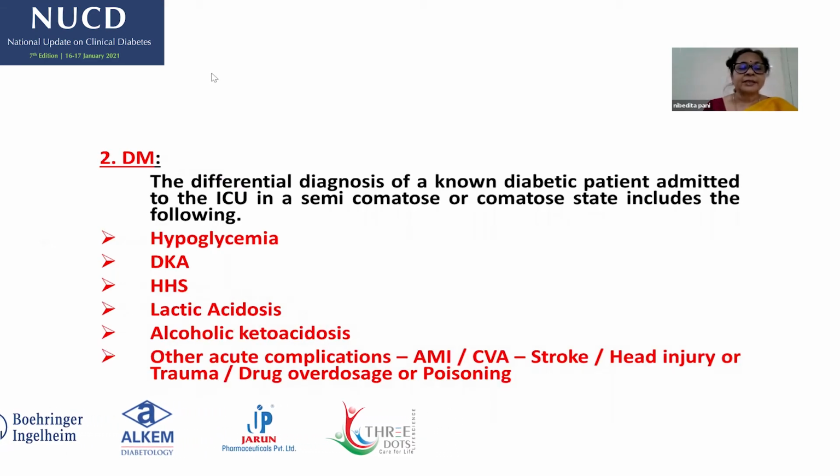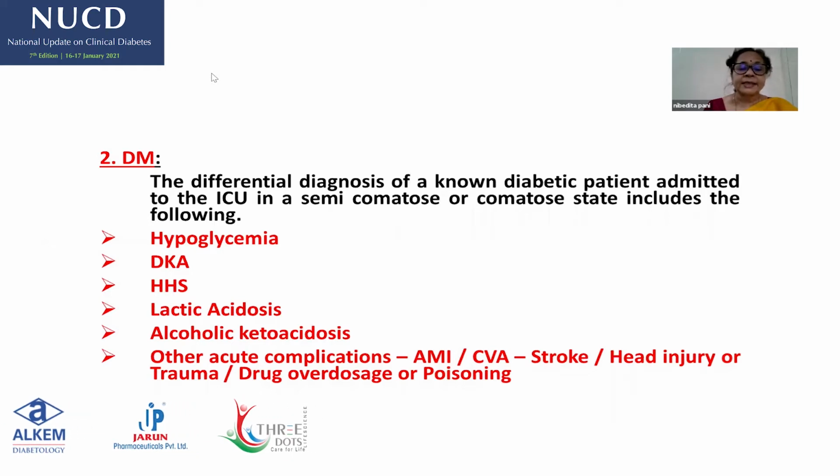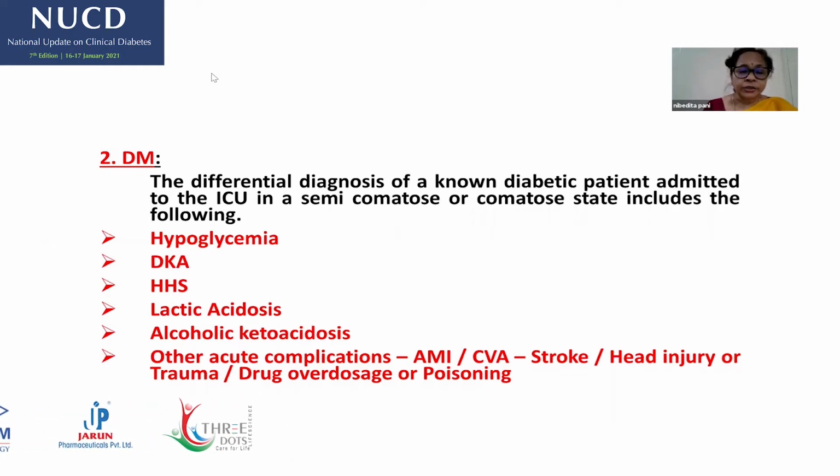And diabetic patients come to the ICU either with hypoglycemia, DKA, HHS, lactic acidosis, alcoholic ketoacidosis, other complications like AMI, CVS, stroke, head injury, trauma, drug overdose, or poisoning.